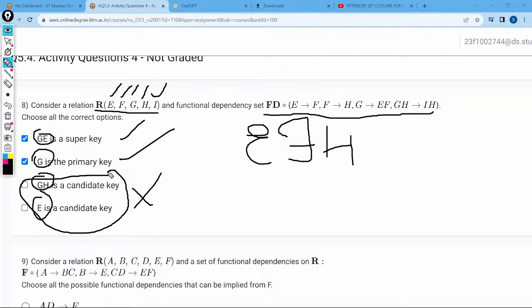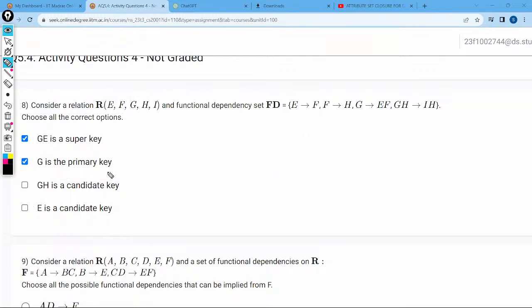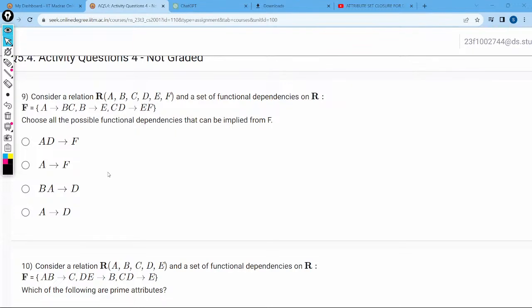Okay, let's move forward. Consider a relation with the following attributes and a set of functional dependencies. Choose all the possible functional dependencies that can be implied from F.